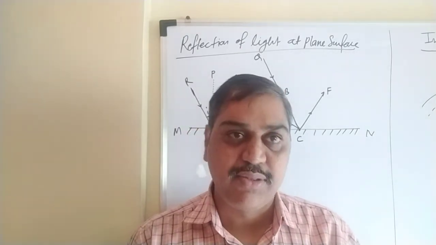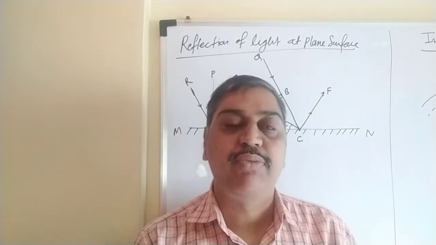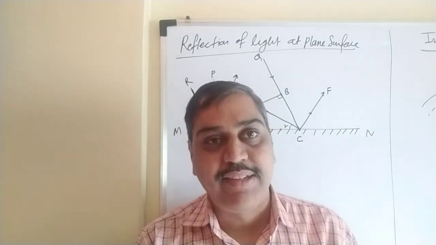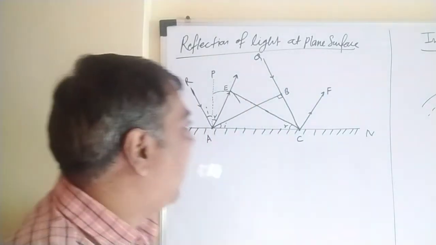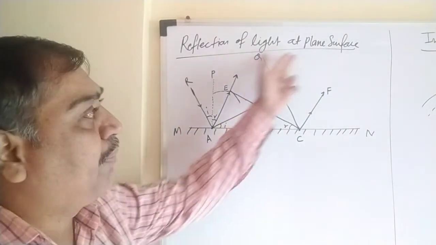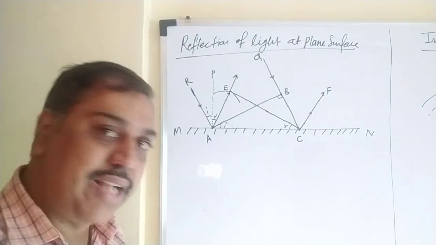In this case also, how the light gets reflected, that we have to learn, and while doing this we have to use application of Huygens principle at some places. Let's start with the setup for this. So let's start with this reflection of light at a plane surface. How the light gets reflected at the plane surface, that we have to learn.